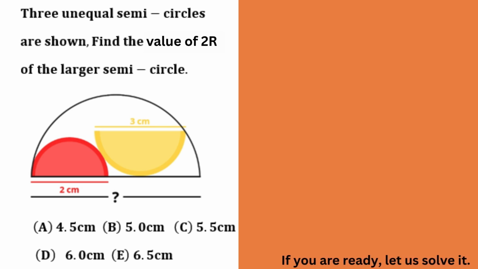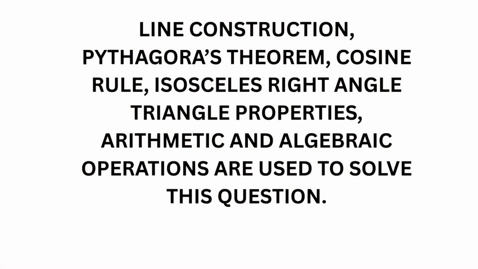Find the value of 2r, which is the diameter of the larger white semicircle from the given figure. Line construction, Pythagoras theorem, cosine rule, isosceles right-angle triangle properties, arithmetic and algebraic operations are used to solve this question.